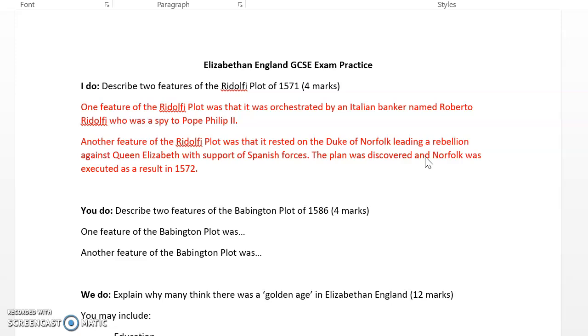One feature of the Ridolfi plot was that it was orchestrated by an Italian banker named Roberto Ridolfi, who was a spy to Pope Philip II. Okay, it's got my factual information, and it says a key feature of the plot itself. Another feature of the Ridolfi plot was that it rested on the Duke of Norfolk leading a rebellion against Queen Elizabeth with support of Spanish forces. The plan was discovered, and Norfolk was executed as a result in 1572. So again, factual information and another feature. That's all you need for 4 marks, relatively straightforward and quite simple.